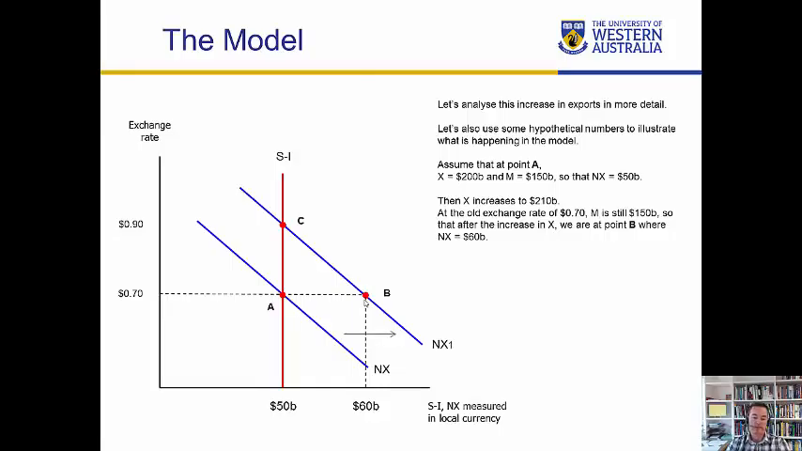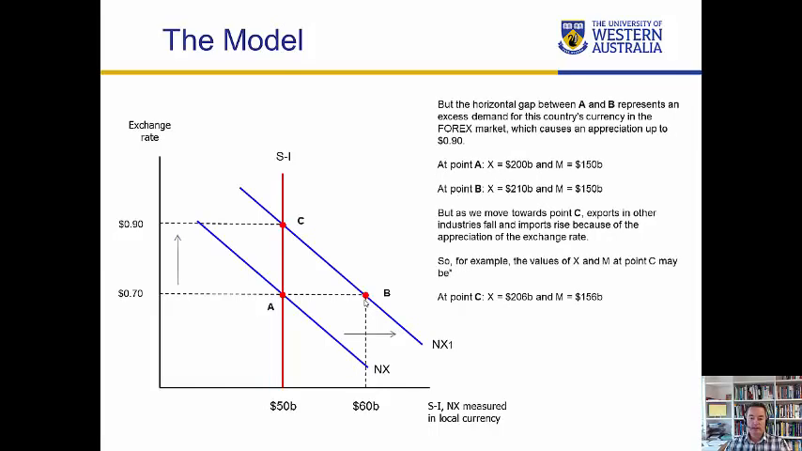exchange rate of 0.7. So it's as if supply of this country's currency is still at 50 billion, but now total demand for it has increased to 60 billion. So A to B is excess demand. And we know if there's excess demand, the price or the exchange rate is going to start rising. And that's what I've got at the top of this paragraph here, the text. The horizontal gap between A and B is excess demand for this country's currency.